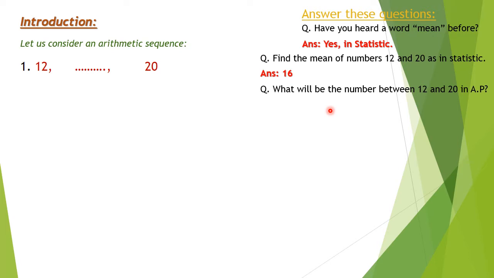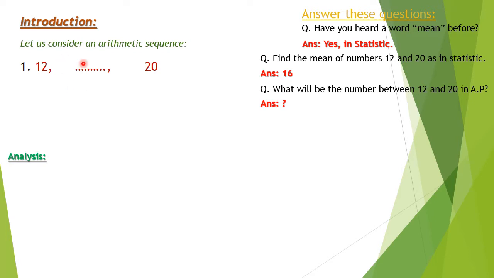What will be the number between 12 and 20 in this arithmetic progression? What will that number be? This is like a general question, isn't it? The answer is, there is no ready answer. We have to think ourselves. So let's analyze this.